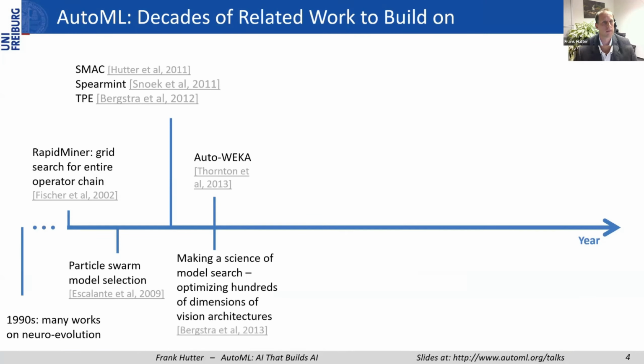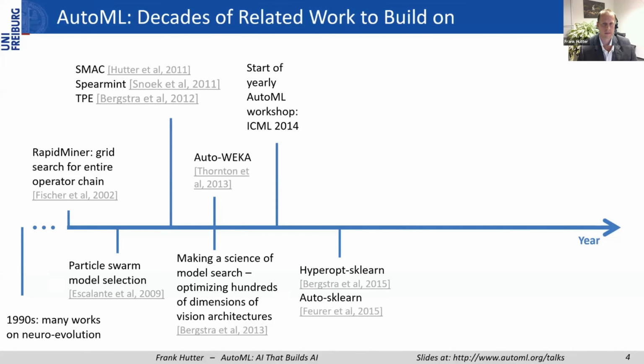In the same year, actually, James Bergstra introduced this paper, Making a Science of Model Search, in which he optimized hundreds of dimensions of vision architectures, including convolutional architectures, getting state-of-the-art on some data sets. So this was already very early, very strong work on joint neural architecture search and hyperparameter optimization. Then in 2014, we actually started the yearly AutoML workshop that, if you don't know it, I strongly recommend. We are still running it at ICML every year.